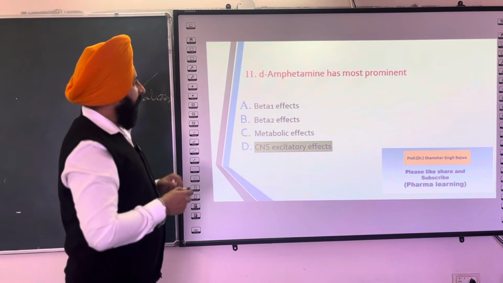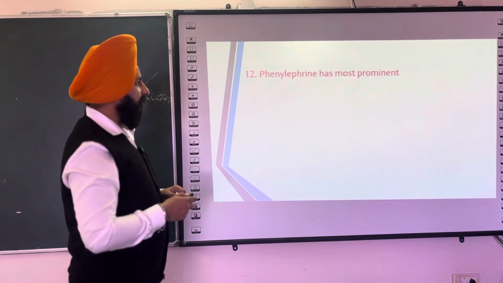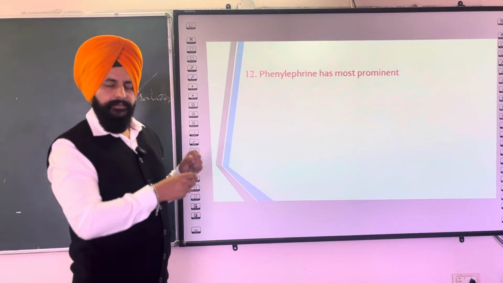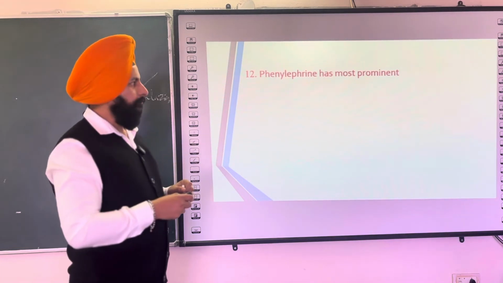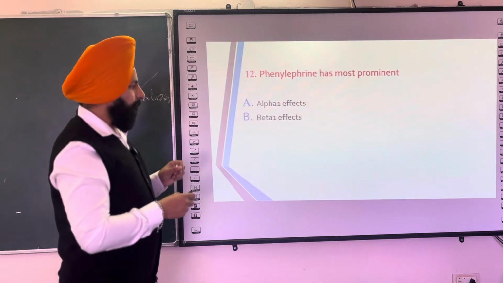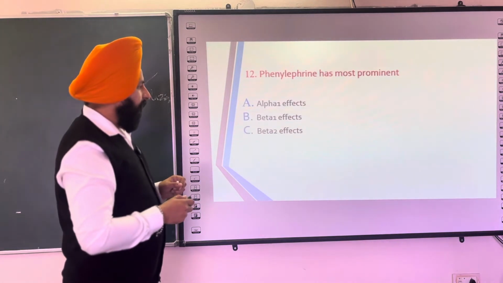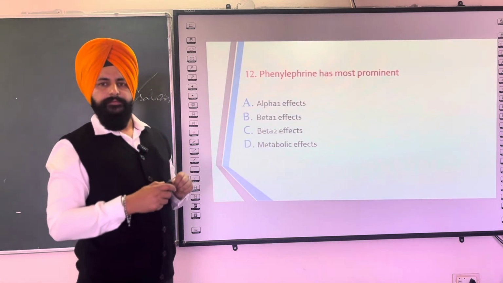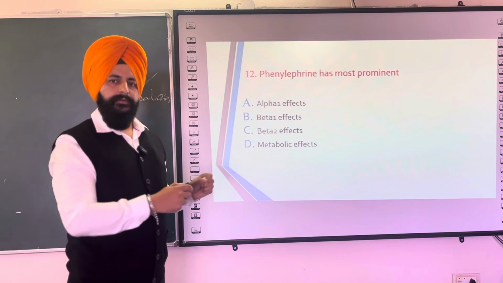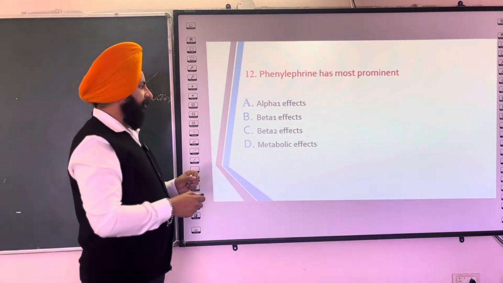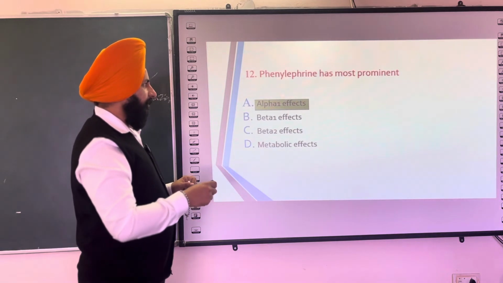And the next question for this GPAT series is: phenylephrine has most prominent. The options for this question are alpha 1 effect, beta 1 effects, beta 2 effects, and metabolic effects. You can choose the correct option for this question. The correct option is alpha 1 effect.